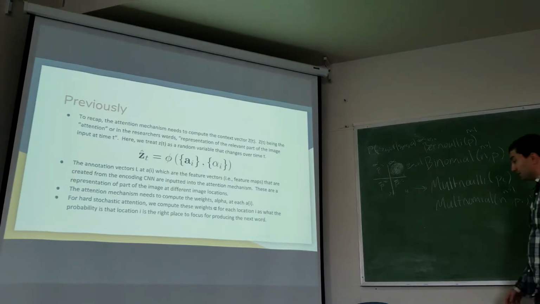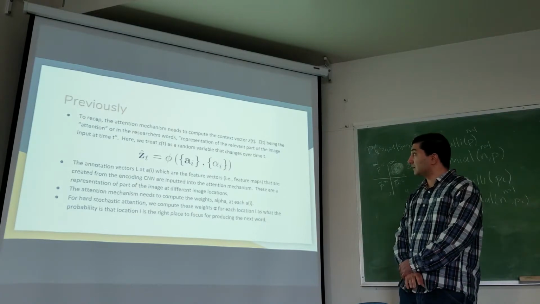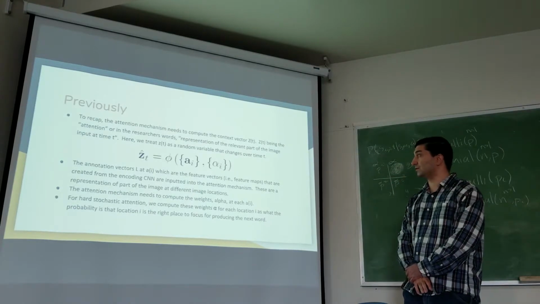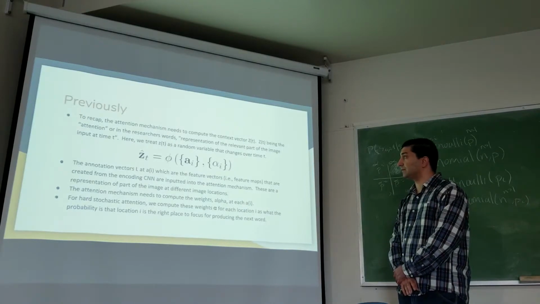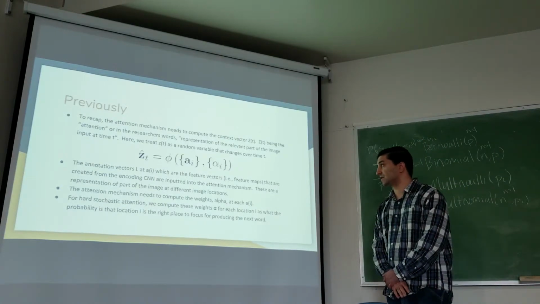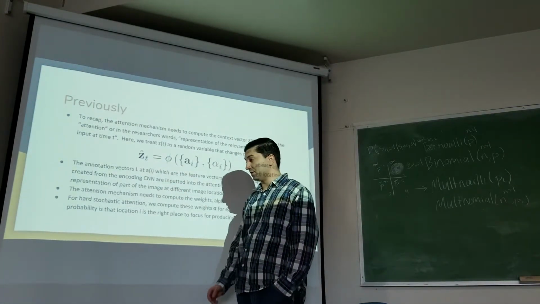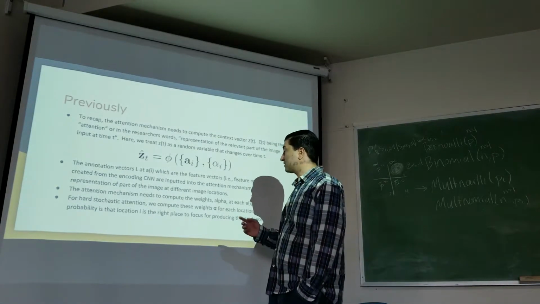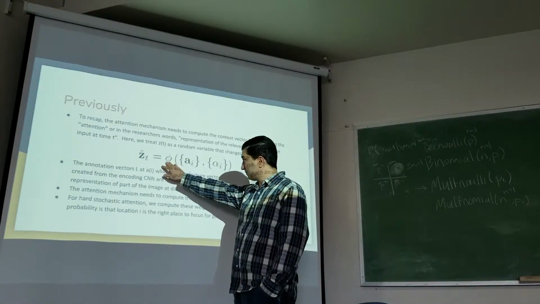So to recap, in our previous presentation, the annotation mechanism needs to compute a context vector z of t, z of t being the attention, or in the researcher's words, the representation of the relevant part of the image input at time t. Here, we treat z of t as a random variable that changes over time t. So we have z of t, an estimate of it, and phi is a function. Based on this article, there were two different attention mechanisms. We're going to use stochastic hard attention, so that's going to be what phi is here.